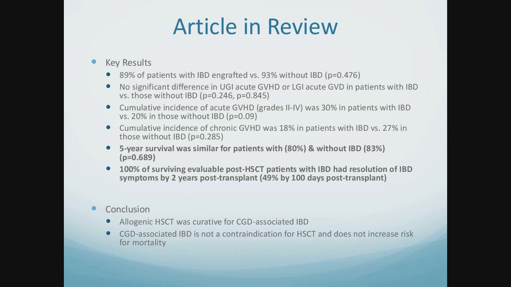Based on those 2 findings, the big conclusions were that some people had complete resolution of their IBD symptoms, so the transplant was curative for their CGD colitis. And we certainly shouldn't be delaying transplant for these kids with active colitis, because colitis is not a contraindication for transplant and does not increase the risk for mortality.